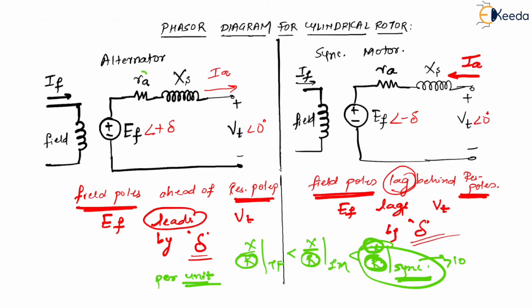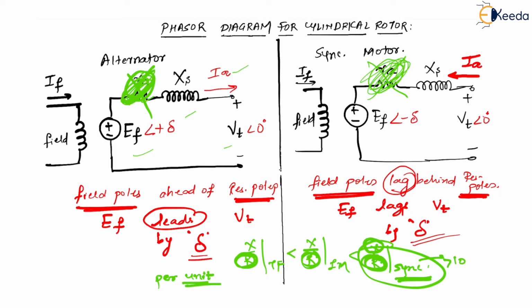This is the reason we can definitely neglect this RA. Is that right? Now, if this RA is not there in your circuit, then your circuit will simply have this EF at an angle delta, VT at an angle 0, and this XS and this IA current. Similarly, in case of motor as well, you will have the same stuff. Is that correct? Per unit quantities, if you see resistances, they are going to be different, whereas this X is going to be that way. Correct? We have seen that already.